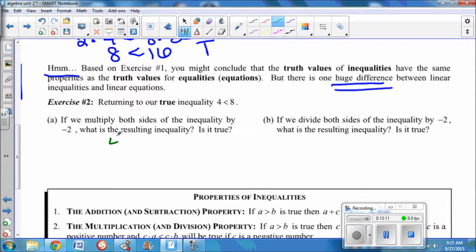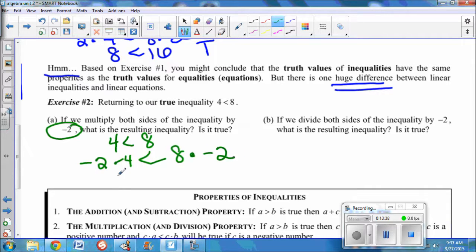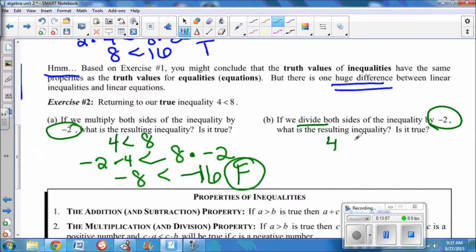It says returning to our true inequality. So we're sticking with that 4 is less than 8. So now what if we change this idea? If we multiply both sides of the inequality by -2, what is going to happen? So we would think, oh, it should still be true. So if we take -2 times 4, is that less than 8 times -2? So we have -8. Is that less than -16? Is -8 less than 16? No, that's false. So let's do the same thing now, but let's divide by a -2. So that same inequality, we take 4 and divide by -2. Is it less than 8 divided by -2? Still doing legal moves here.